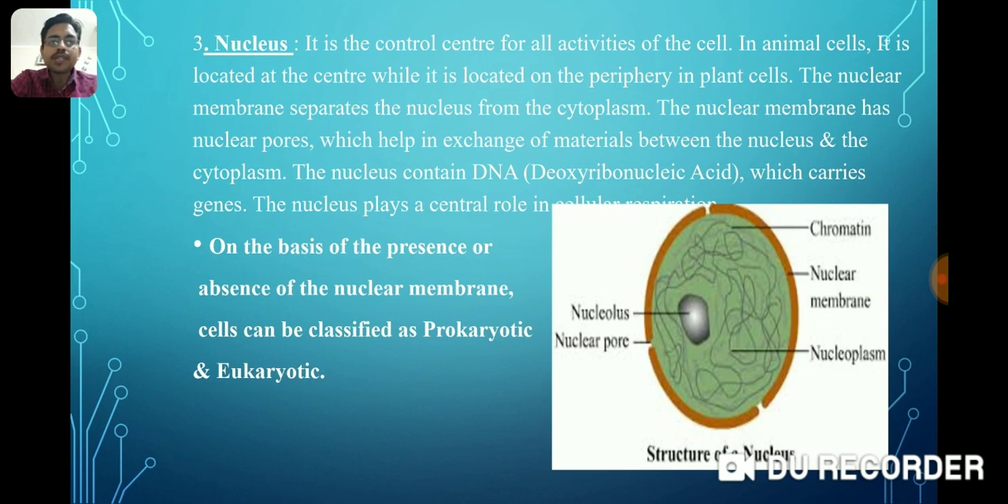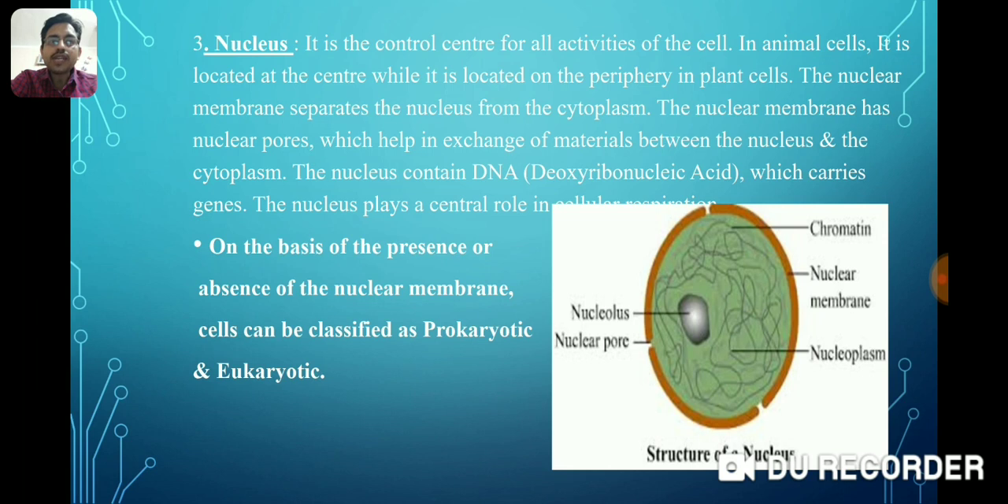Nucleus. Nucleus is the control center of all the activities of the cell. As we have brain in our body which controls all the functions of body, similarly nucleus is called the brain of the cell. In animal cell, it is located in the center, whereas it is located on the periphery in plant cells due to the presence of a big central vacuole in it. The nuclear membrane separates the nucleus from the cytoplasm. The nuclear membrane has nuclear pores which help in exchanging of materials between the nucleus and cytoplasm.